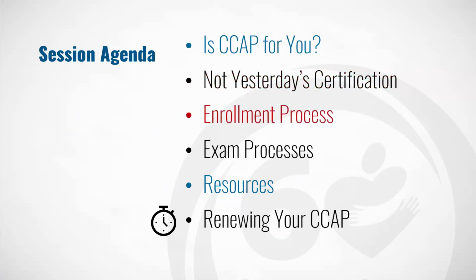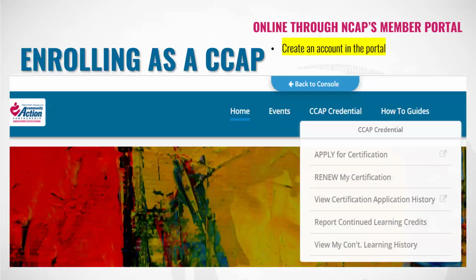So let's talk about the enrollment process. Pretty simple. This is one of the updates that has happened. Used to be you had to fill out your application and take your exam on pencil and paper. Now we have some automation. So the first thing you do as an enrolling candidate is go to NCAP's member portal. And there are links for that on the NCAP website.